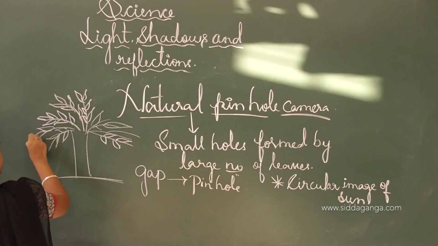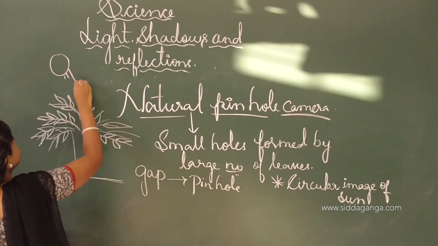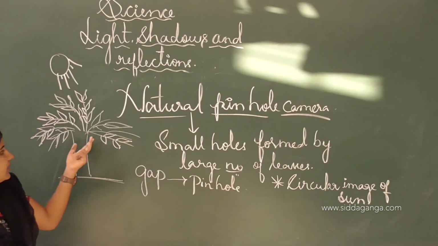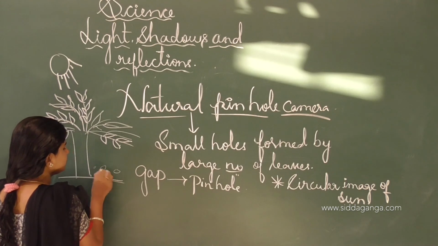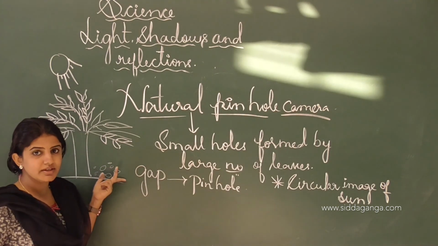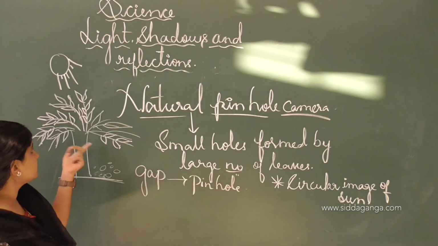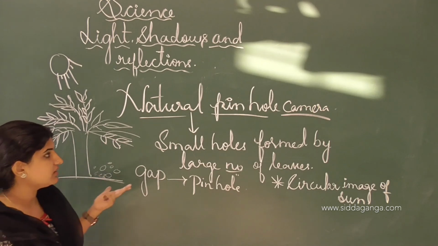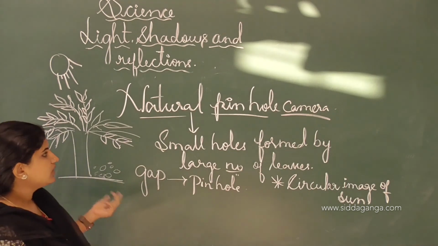like that, a large tree having a large number of leaves, when the sun rays fall on a particular tree, small gaps will be formed, and on the ground there will be small gaps. If we stand under the tree and look at the sun, these gaps act as a pinhole to see the sun, and thereby we can say that in nature itself the pinhole camera is made, and under the tree we can see the pinhole like that.